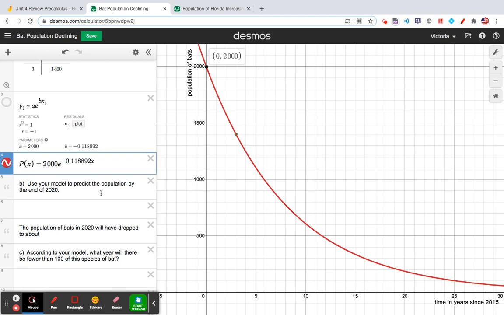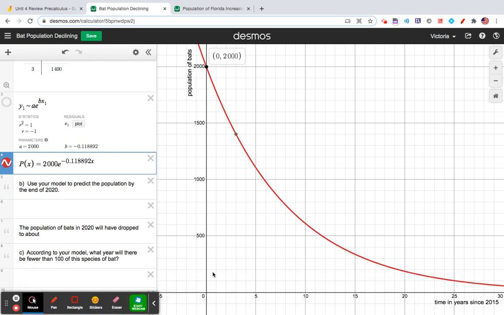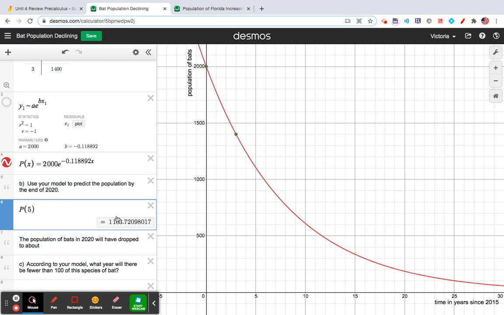Use the model to predict the population by the end of 2020. So let's think about it. The end of 2020 will be 5 years, right? So the population looks like it'll be what, 1,100 or maybe a little bit above 1,100? What we want to do is say P of 5, and let Desmos tell us exactly what the population is predicted to be. So here's my sentence starter that I had written already. The population of bats in 2020 will have dropped to about 1,104 bats.